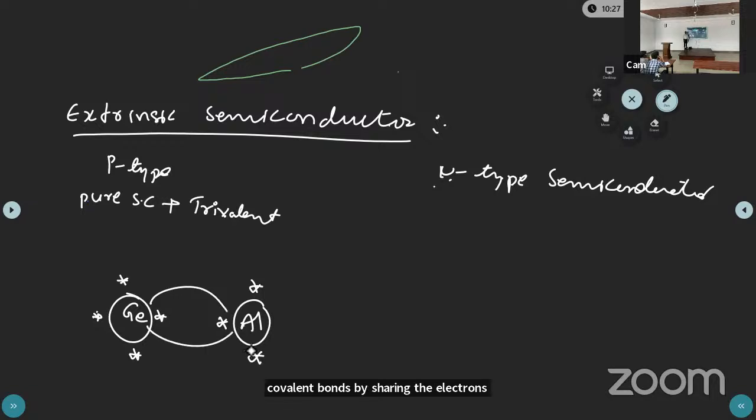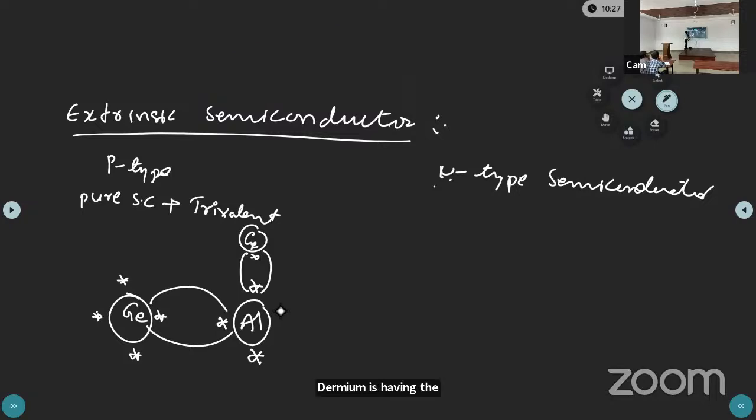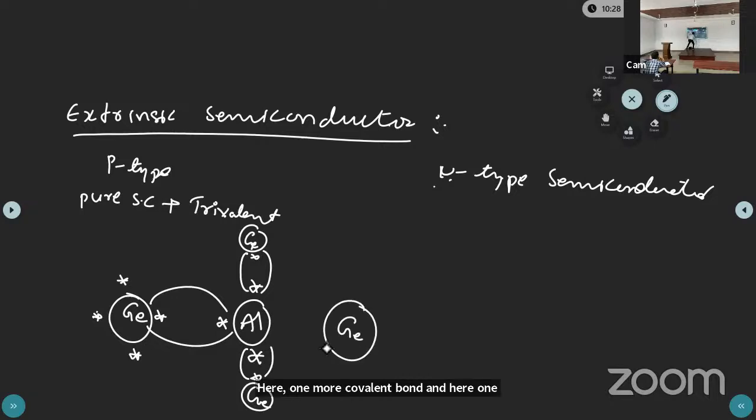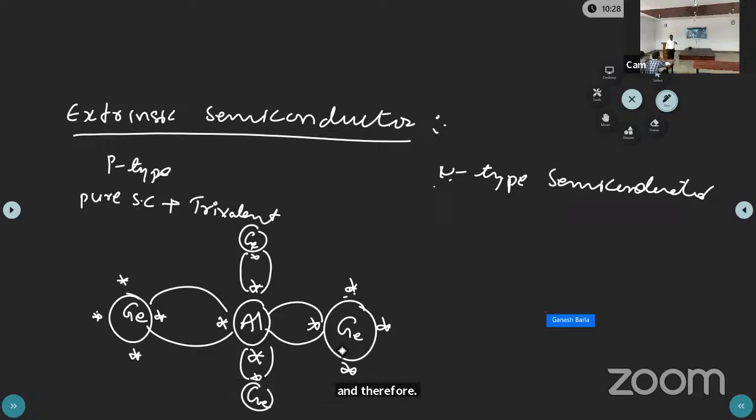One covalent bond. If the electrons are in a covalent bond, we can't break them, even if you apply voltage or a high electric field. So it is forming by sharing one electron, and here another germanium has one more covalent bond, and here one more covalent bond, and here one more germanium has 4, and this is forming another 4. Both are having one electron less.